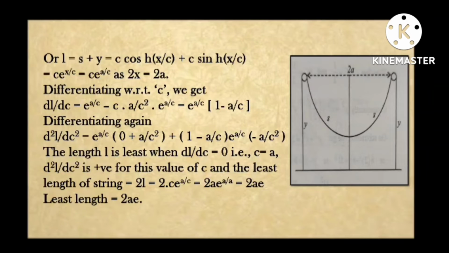Now d2L by dc square is positive for this value of c, and the least length of string is equal to 2L, which is equal to 2c e to the power a by c, which is equal to 2a e to the power a by a, which is equal to 2ae. So the least length is 2ae.